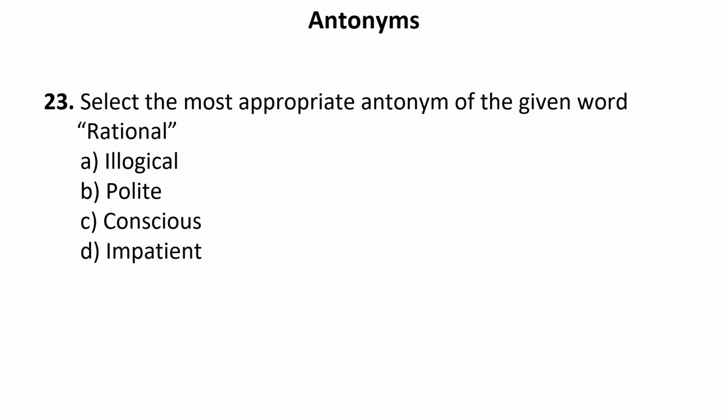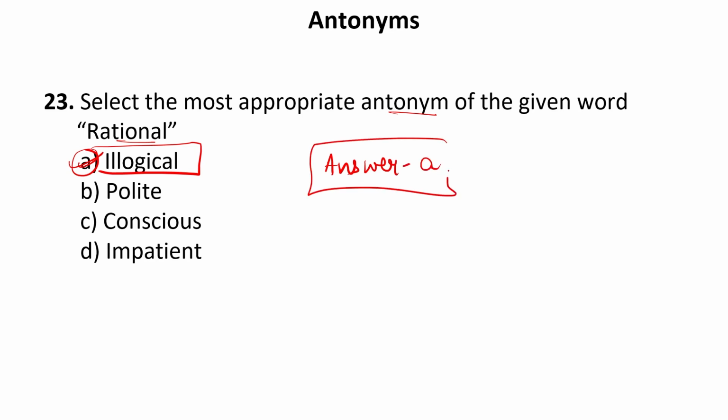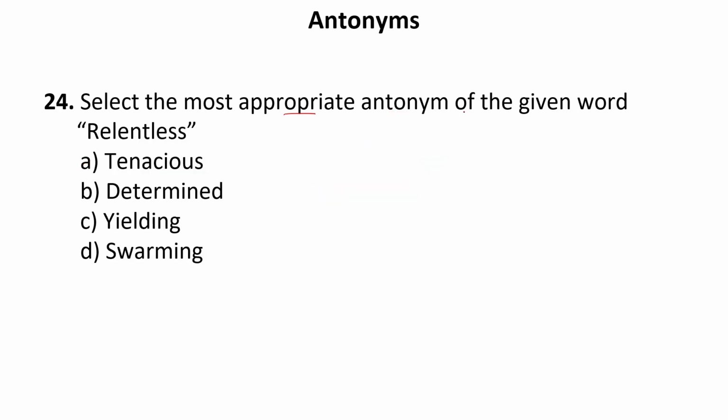Now, let us move to the next one. Select the most appropriate antonym of the given word, rational. Rational means when something is logical. So, the antonym of this will be illogical. So, our answer is A. A is absolutely correct answer. Now let us move to the next one. Most appropriate antonym of the given word, that is relentless. Now relentless means when something is determined or when something is not moving. Tenacious, determined can be the synonyms. So yielding will be the correct antonym of this particular word. So our answer is C.